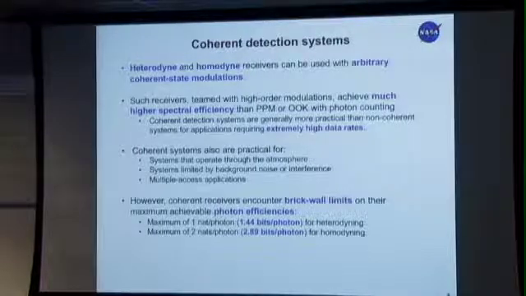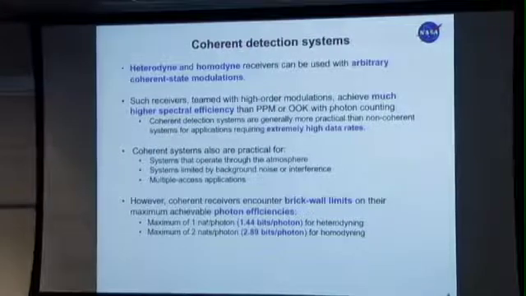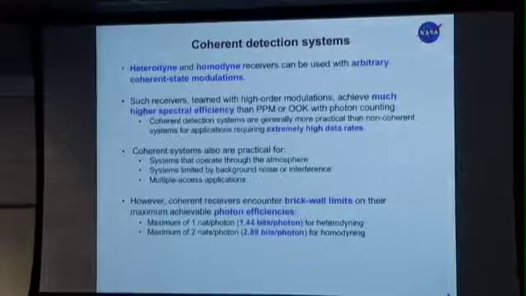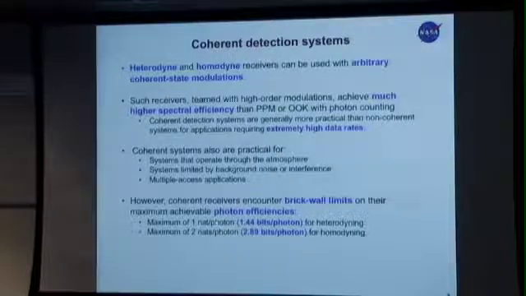So coherent systems have all kinds of widespread applications that I won't touch on, but as I said, that's a topic for another course. The one thing that limits them with respect to photon efficiency is that as soon as you use a coherent receiver, you have brick wall limits on the maximum achievable photon efficiency, either 1 nat per photon or 2 nats per photon, and that is a natural logarithmic unit corresponding to 1.44 bits. So you can get about a bit per photon or 2 or 3, not even 3 bits per photon, but you can never do any more than that.